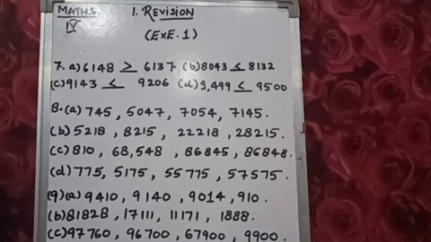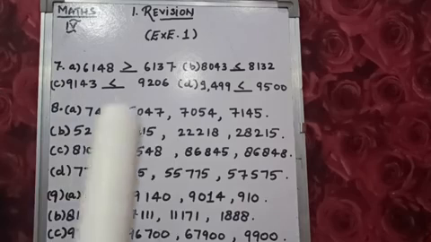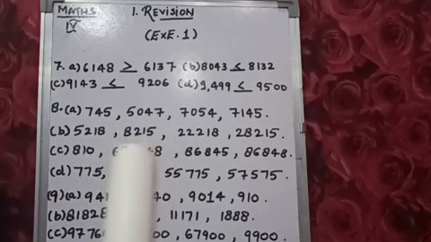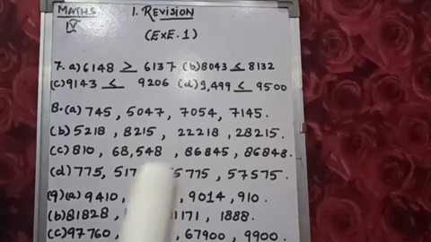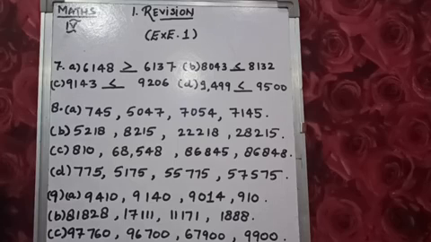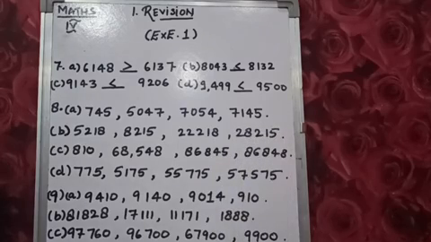Now let's see question number B. So in question number B, first of all we have to find the smallest number. So the smallest number in question number B is 5218. Then the next smallest number is 8215. Then 22218, and the biggest number of the series is 28215. Clear? So as it is ascending order, we have to write smaller to bigger.